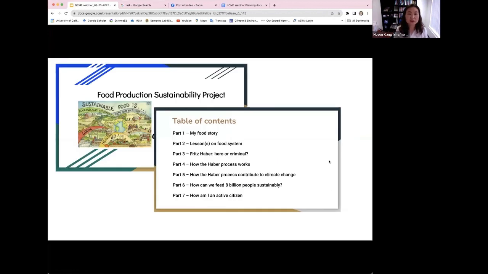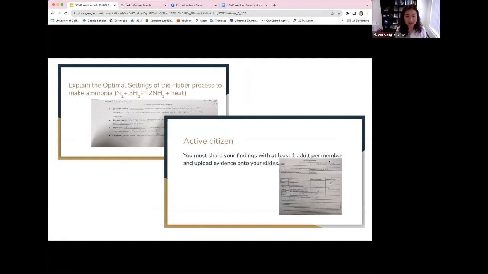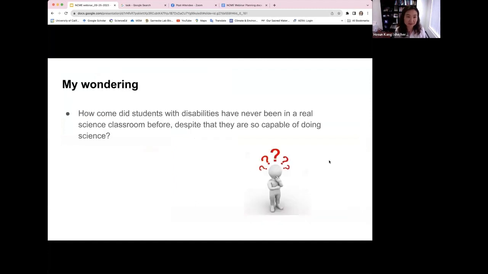So here is a sample of student work that Brandon shared with us from one of his students in his classroom. He highlighted how well these students participated in learning about the chemistry Haber process, and also shared what they learned with the students' parents.